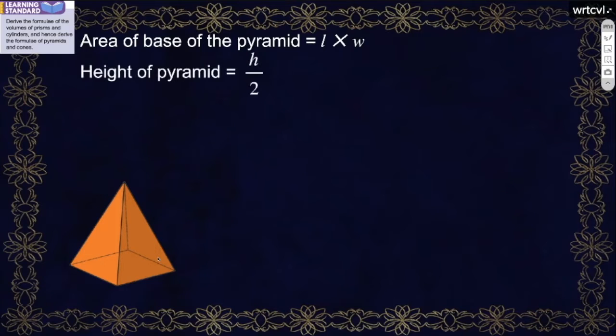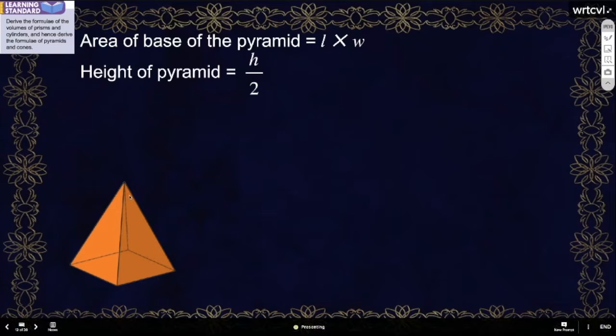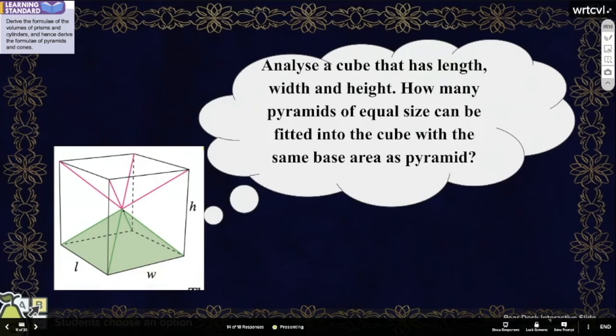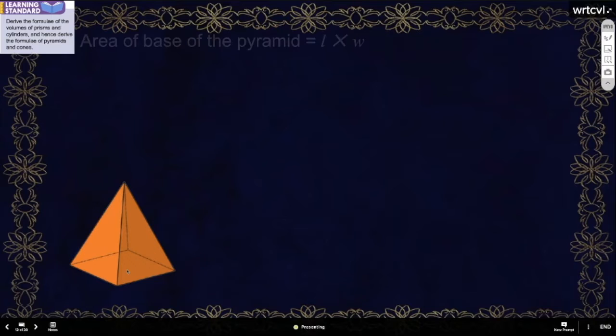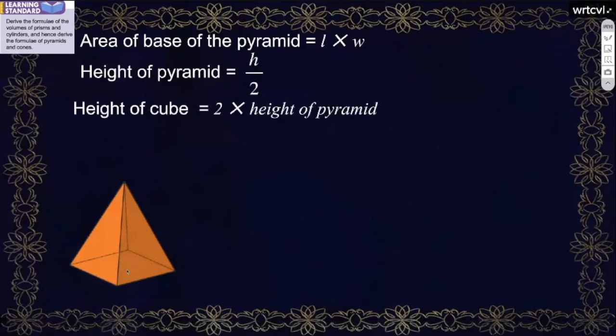Okay, height of the pyramid is h over 2, height over 2. Because why height over 2? Because that is for the cube, right? That's not the cube. You can see this one. Why height divided by 2? This is the h. Because you can fit in 2 up and down, right? So you can divide it by 2. That's why divided by 2. Okay. So then the height of the cube is 2 times the height of the pyramid, because it can fit in 2.